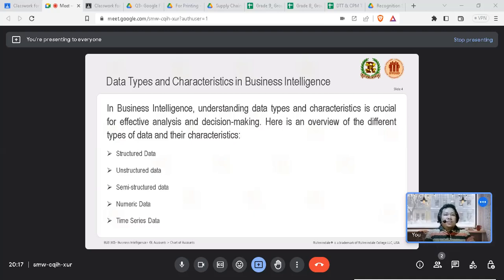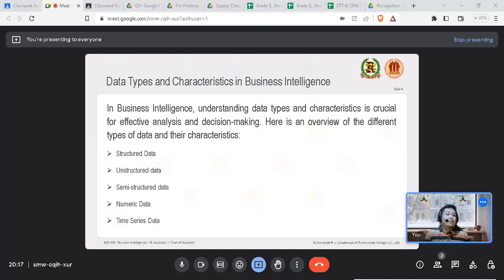There are also challenges of unstructured data in business intelligence. Unstructured data presents several challenges in the context of business intelligence. Firstly, volume. Unstructured data can be massive in volume, making it difficult to store, process, and even analyze without appropriate infrastructure and tools.